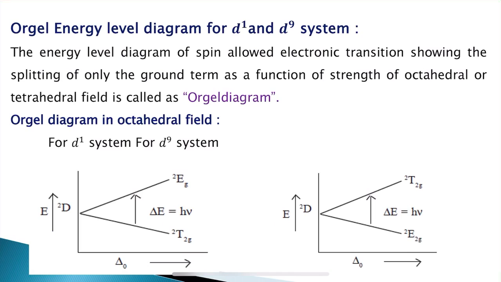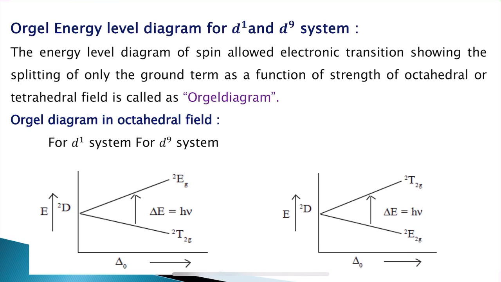The electronic transition occurs from the ground state energy level. Usually the electronic transition will occur from the ground state energy level. So, the various aspects of energy levels of a d^n system may be presented in a diagram which is called an Orgel diagram.